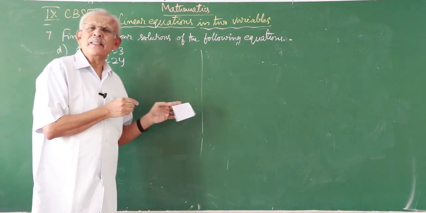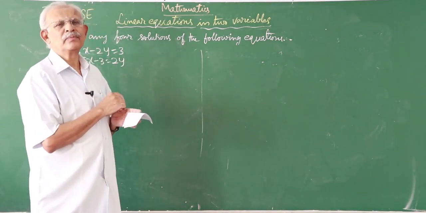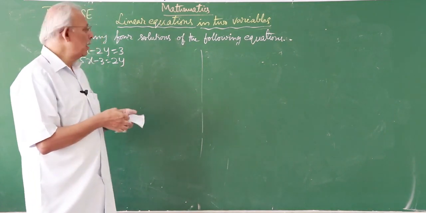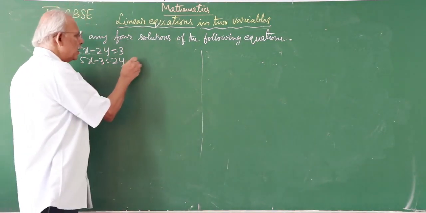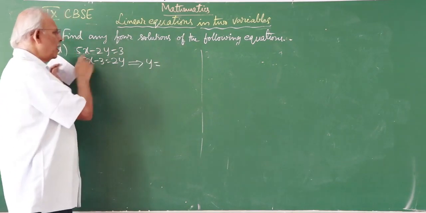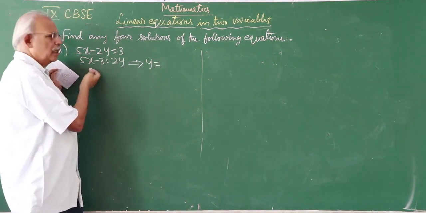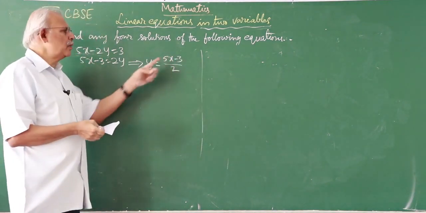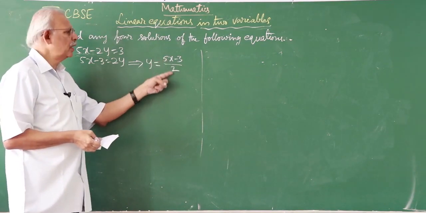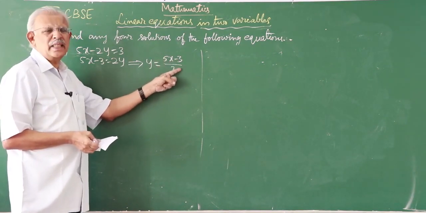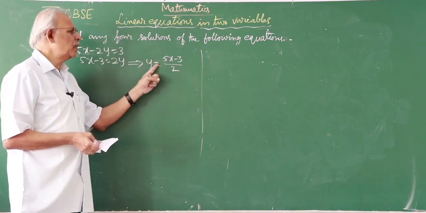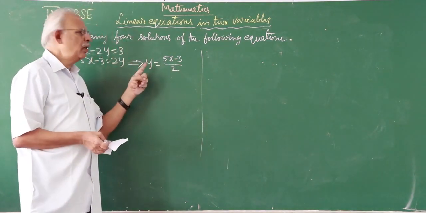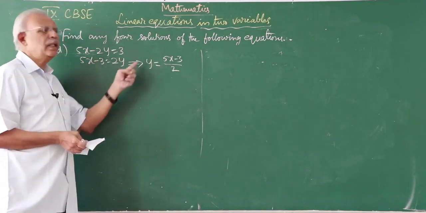Sometimes we will express this in the mx plus c form, which I have not told you in the previous 3 sums. That is, y is expressed in terms of the remaining quantities, that is, shift 2 here. It becomes 5x minus 3 by 2. Look here, this is mx, 5x by 2. Minus 3 by 2 is c, the constant. So, y equals mx plus c form. We have to express y in terms of the remaining quantities.